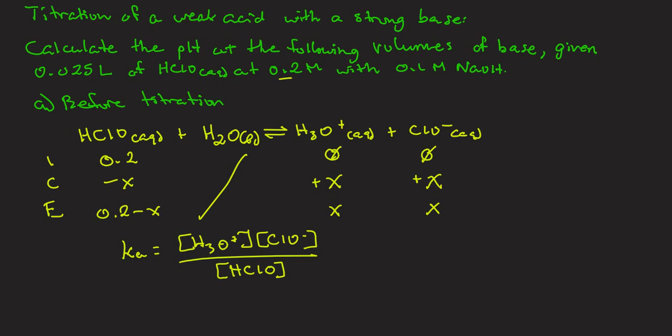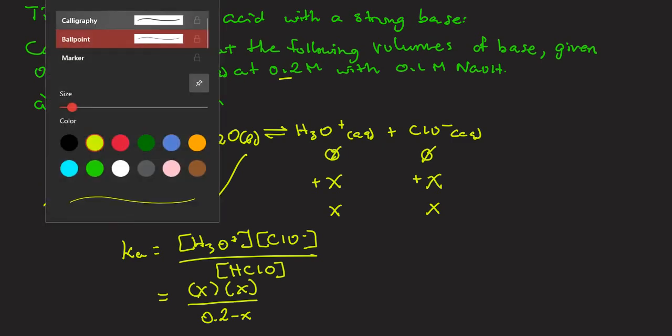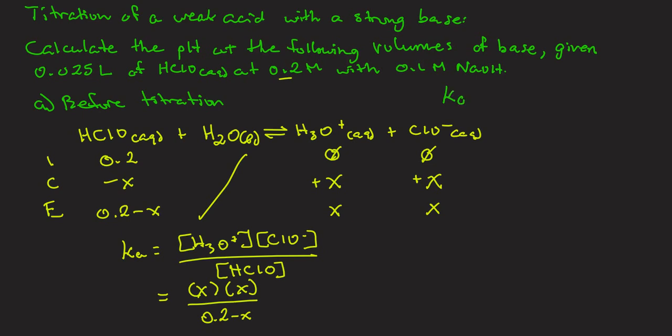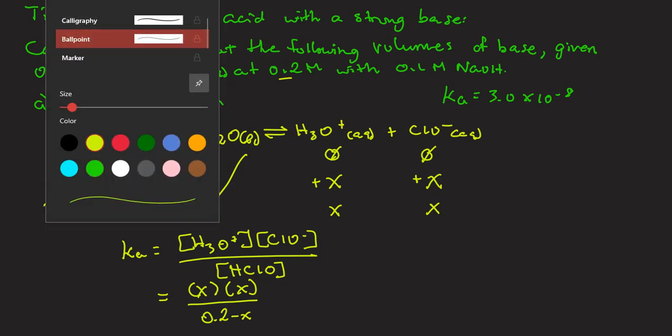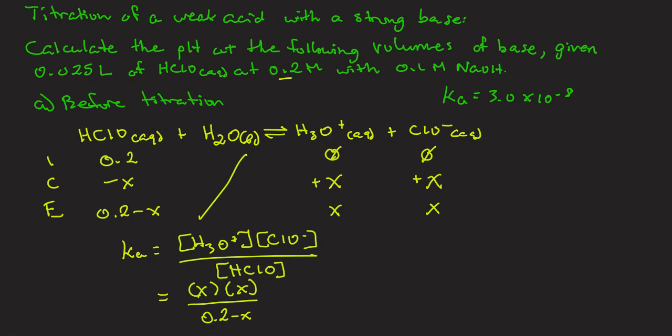I'm going to end up erasing a good portion of this just to make some room here, but I can fill in some more. We get x from our ice table, x, and 0.2 minus x. Now, what I forgot to give you is a Ka value. You should always have a Ka value. Ka in this case is 3.0 times 10 to the negative 8. So I'll just add that to the question, change my colors again, and we're ready to go. Might as well plug that in here as well: 3.0 times 10 to the negative 8.